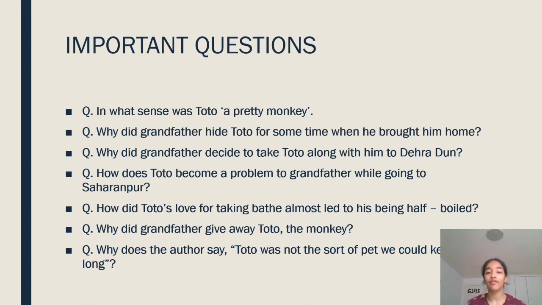Next, why did grandfather give away Toto the monkey? Here you'll talk about how Toto was a wild animal. He was creating a lot of nuisance, not just to the humans, but also to other animals. He wouldn't let anyone sleep. He started becoming very destructive and so on.